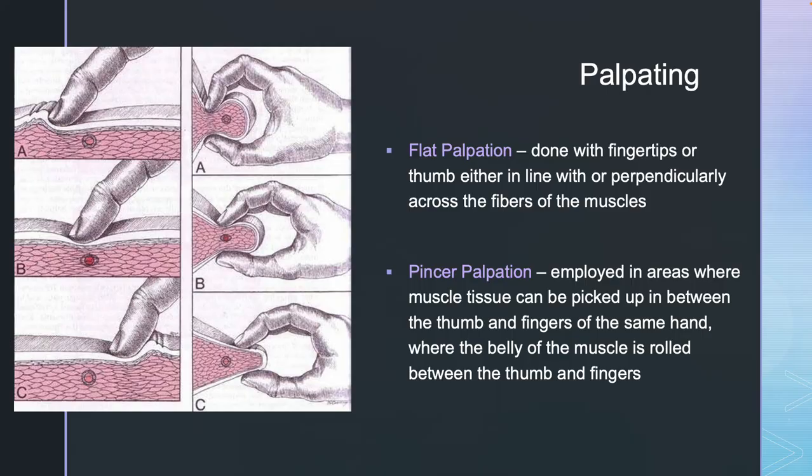The pincer says, employed in areas where muscle tissue can be picked up in between the thumb and finger of the same hand, where the belly of the muscle is rolled between the thumb and the fingers. So, again, you're not going to do this in a very tight area of the body.